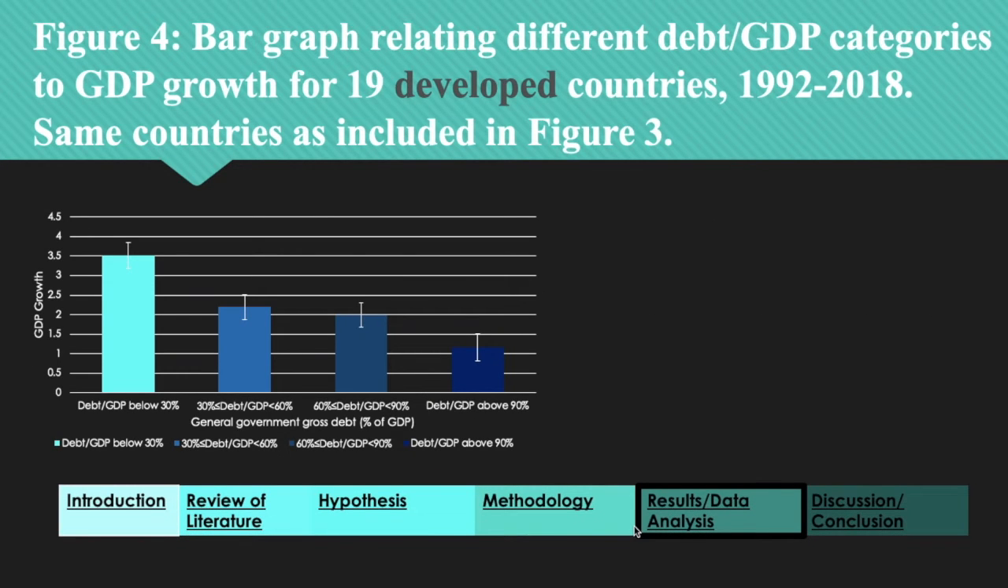Figure 4 is a bar graph relating debt to GDP growth for selected developed countries. A bar chart was created for debt to GDP growth where there are 4 debt categories: debt to GDP below 30%, 30 to 60, 60 to 90, and above 90%.